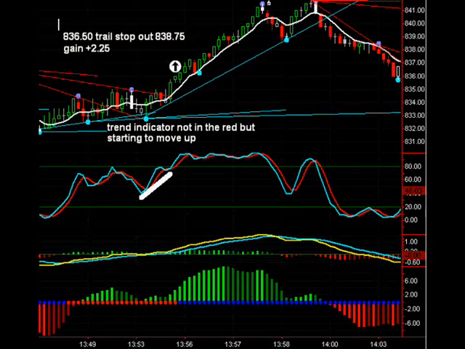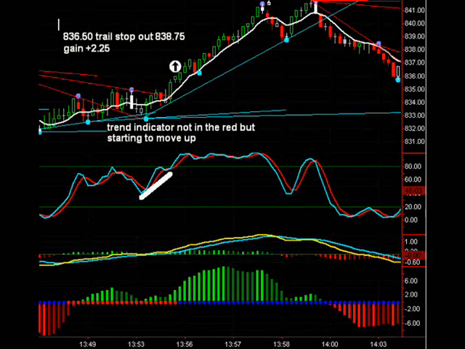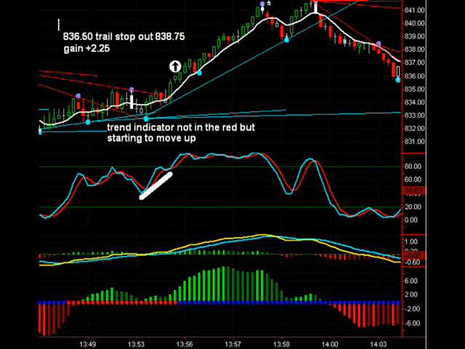Once you get your +4, then what you can do on that final lot is move your stop to +2. And then at that point, just trail the stop, moving with price. And so this gain of 2.25 is based on trading one contract and only using the trail stop method, using pivot highs and pivot lows to exit.